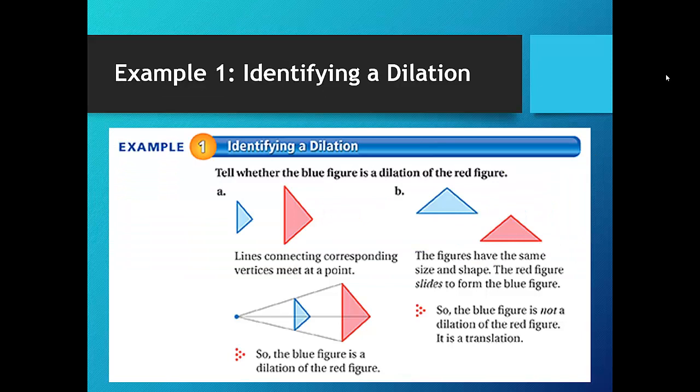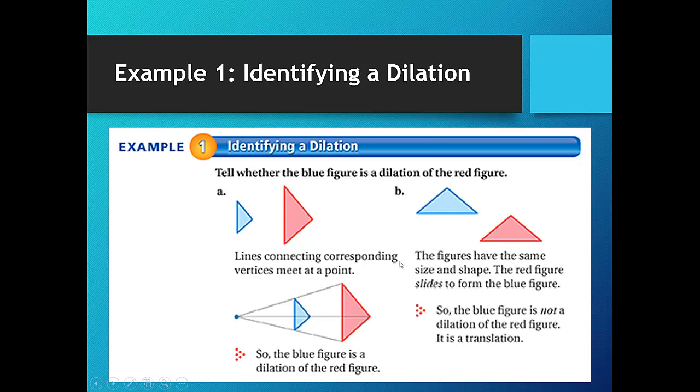For our first example, we're identifying a dilation. Tell whether the blue figure is a dilation of the red figure. For A, lines connecting corresponding vertices meet at a point. So we have our two triangles, and you can see that the lines will meet at a point. So the blue figure is the dilation of the red figure.